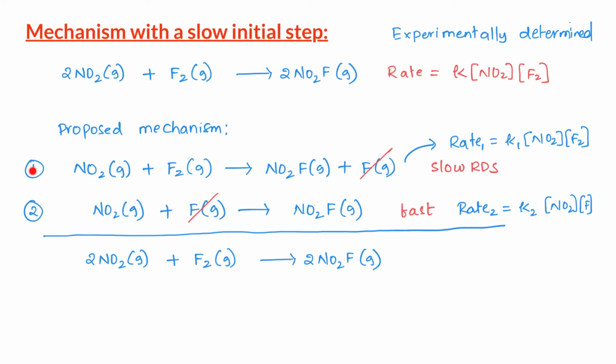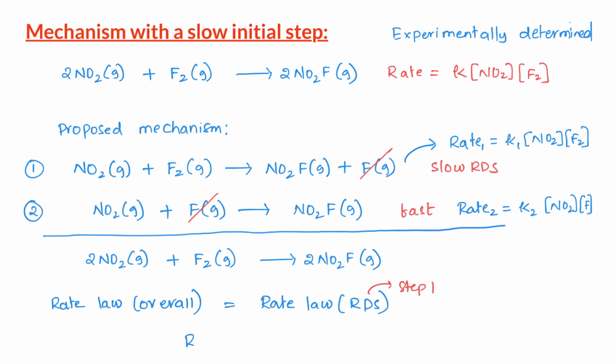This step 1 is the slowest step in the reaction mechanism. Therefore, the rate of the overall reaction must be equal to the rate of the slowest step, that is step 1. So, overall rate is equal to K times concentration of NO2 times concentration of F2. The rate law deduced from the mechanism is same as experimentally determined rate law. Therefore, we can say that the mechanism is a reasonable or a valid mechanism.